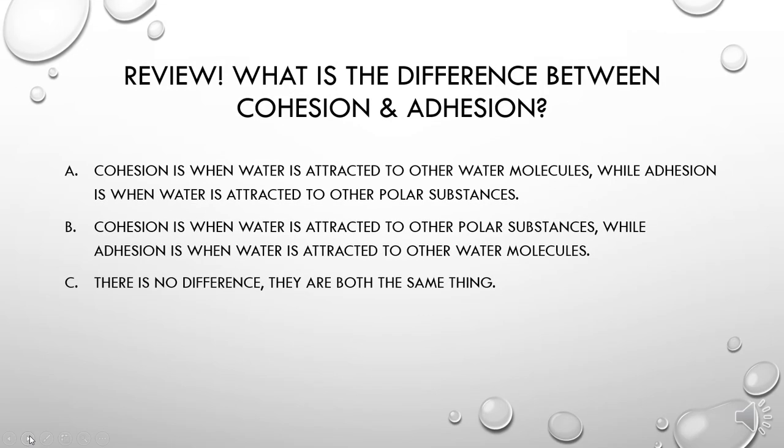So, quick review: what is the difference between cohesion and adhesion? A: Cohesion is when water is attracted to other water molecules, while adhesion is when water is attracted to other polar things. B: Cohesion is when water is attracted to other polar things, while adhesion is when water is attracted to other water. C: There is no difference. So think for a second, what is the difference between these two things? The answer is actually letter A. Cohesion, water is attracted to itself. Adhesion, it is attracted to other things, whether it's polar, and they also may be attracted to ionic. But the key thing to remember is polar likes polar.